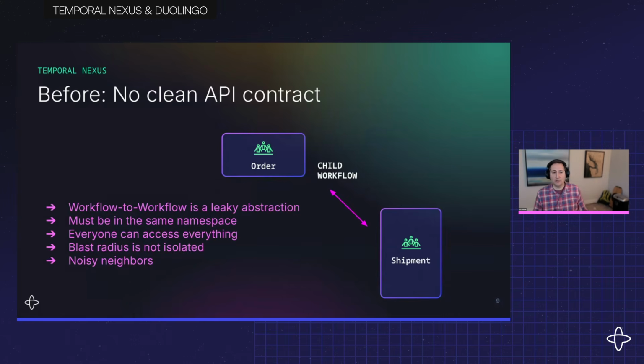In general, workflow to workflow is just a leaky abstraction. The caller has to know the target namespace, the target task queue, all the workflow policy options. Somehow the caller's on the hook for maintaining workflow ID uniqueness in the target namespace. These are all things that the caller shouldn't have to know, and things the service provider definitely doesn't want the caller messing with. Additionally, child workflows have to be in the same namespace in Temporal Cloud, meaning that we're back to that large monolithic namespace. Everybody's got access to everything, and we don't have clean API contracts across these boundaries.